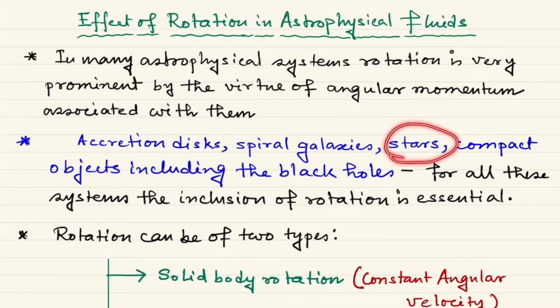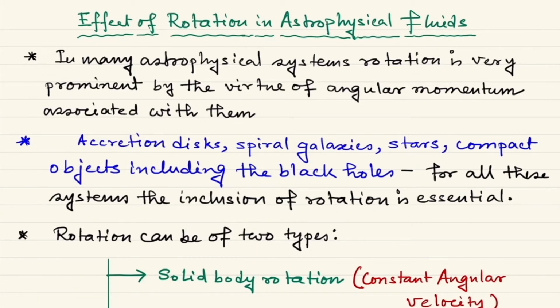Next comes the rotation of stars, where almost spherical objects are rotating. The same holds for compact objects, for example white dwarfs and neutron stars, including black holes. Black holes also have clear evidence of rotation. One question is how to detect the rotation, or the spin rate, of a black hole. There are very interesting works on that, and you can also search for that over the internet.